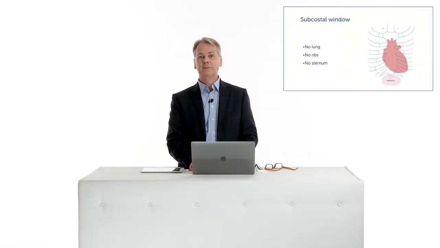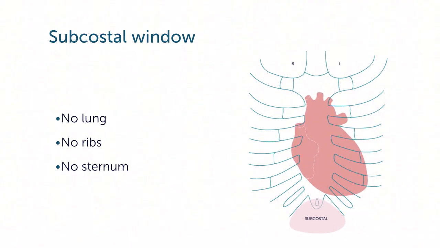The subcostal window. I sometimes call it the forgotten window because it's underutilized. Definitely, the subcostal window should be a part of every exam. Where is the subcostal window? Well, it's below the xiphoid, where you're imaging from the abdomen towards the heart. The main advantage is that you have no ribs, no lung, and no sternum to obscure the view to the heart.